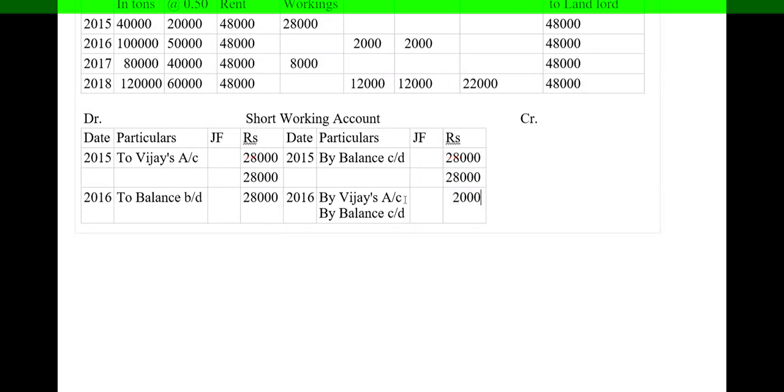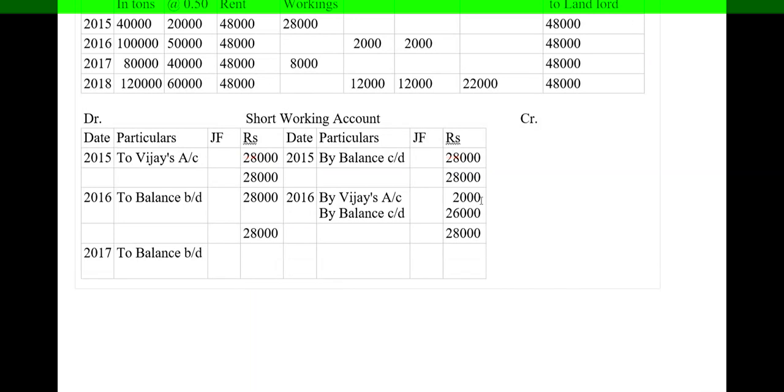So here we have got 26,000 as a balance. So now let us take the total here. So 28,000, here also 28,000. Then 2017 at the beginning, to balance brought down. Again we have got a short working of rupees 8,000.